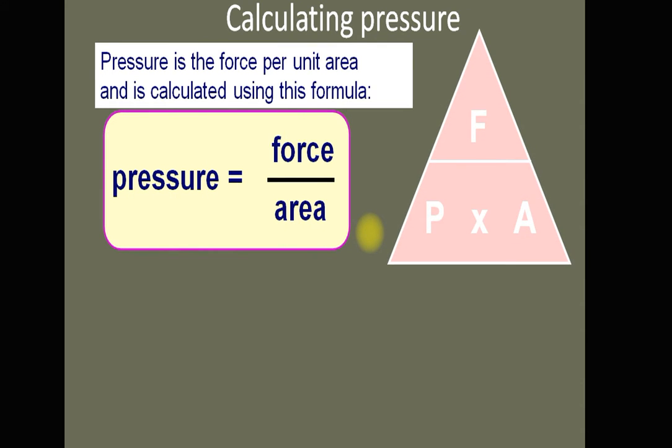Now, how do we calculate pressure? If pressure is a force or weight that is exerted on a given area, how can we calculate it? We can use this formula: pressure equals force per unit area. This slash here means per or over. So pressure is the force per unit area, calculated as pressure equals force over area. It's a force that is exerted on a given area.